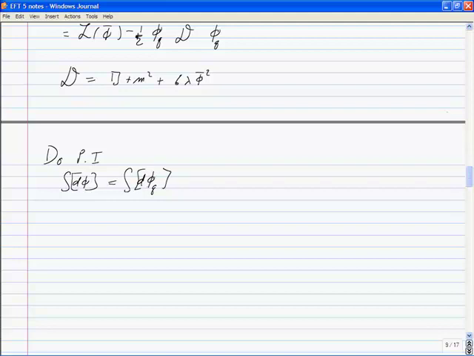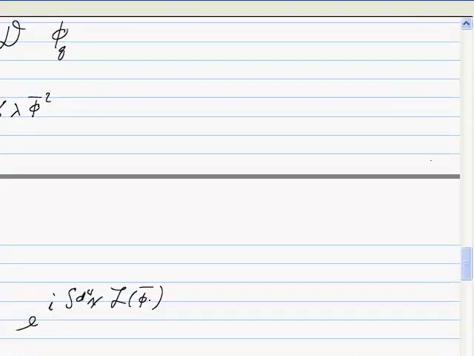Okay, and now I get Z is the N times the determinant of D to the minus a half, e to the i integral d^4x L of phi bar. We have to play with that the usual ways.